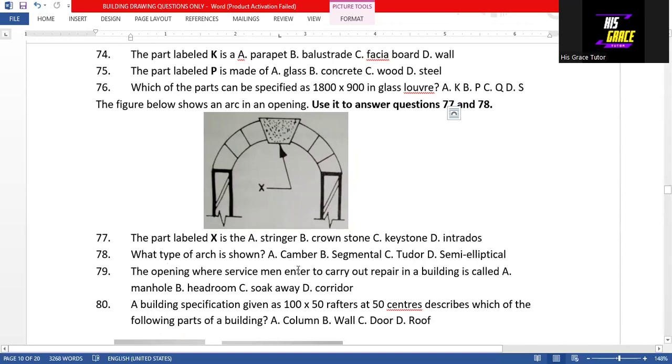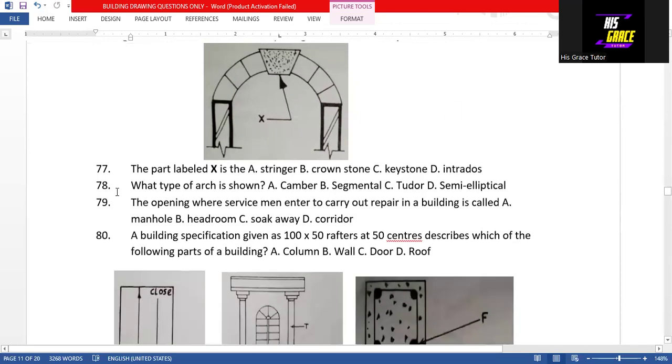78, what type of arc is shown? The semi-elliptical arc. Option D is also the answer to question 78. Then we move on to question 79, which says that the opening where servicemen enter to carry out repair in a building is called manhole. That is option A is the answer to question 79.